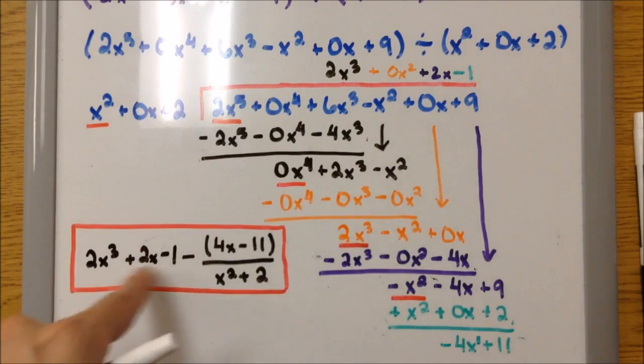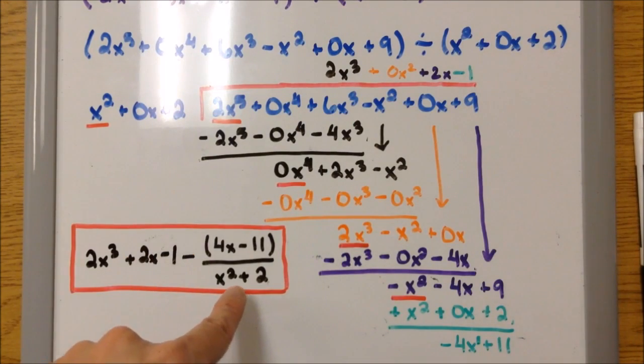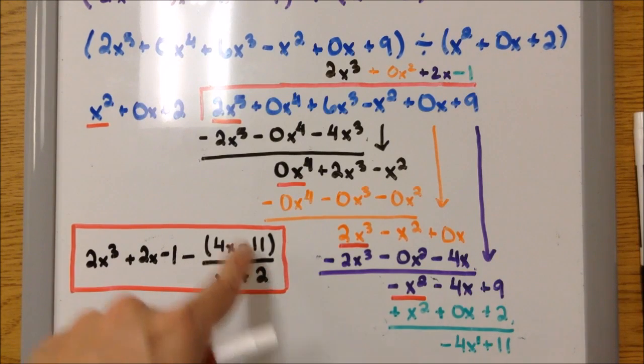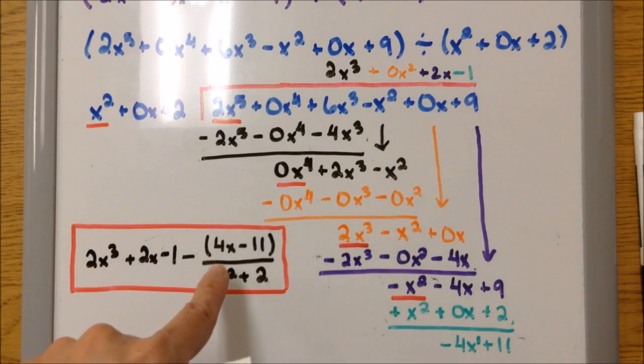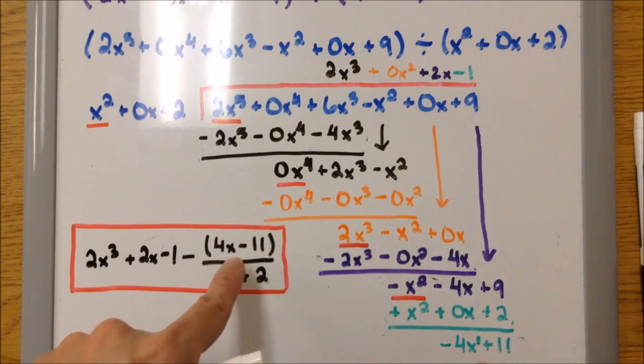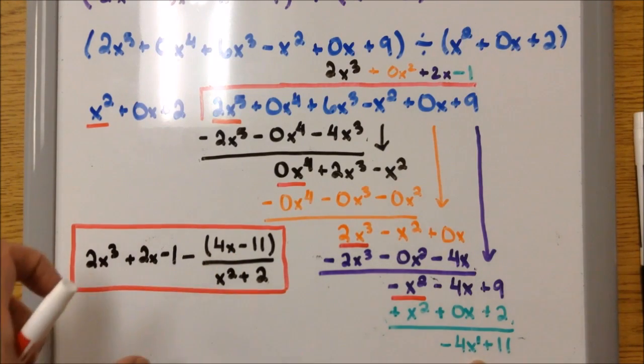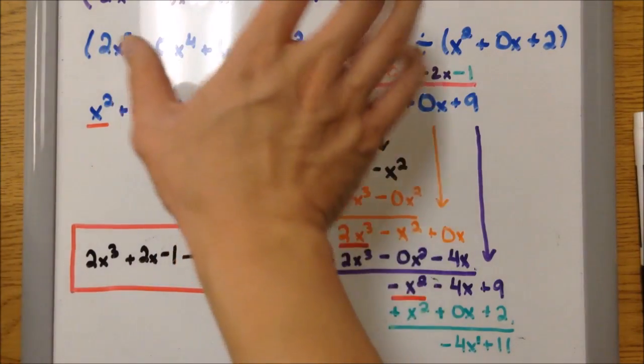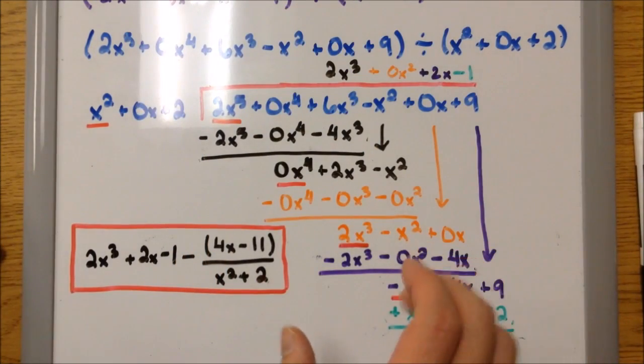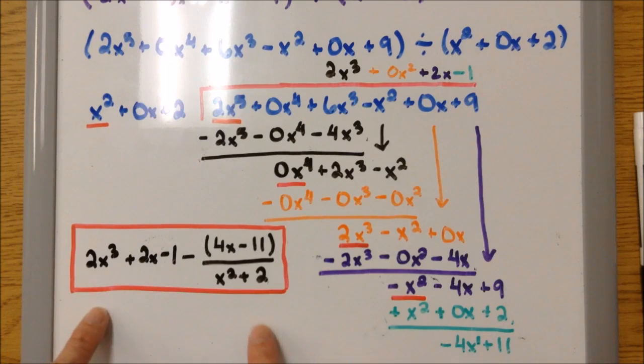Since I didn't put 0 in our answer, I'm doing the same thing with our divisor. We have 0x here, but I don't need to put it right there. So again, x squared plus 2, that came from our divisor. And then 4x minus 11, again, it looked different because I factored out the negative. So even though it's a lot of work, you have to follow step by step and do it correctly. And this is our answer.